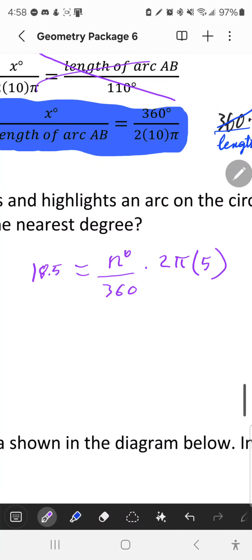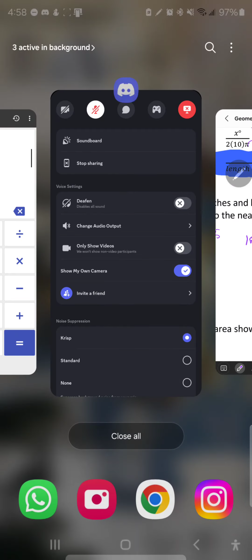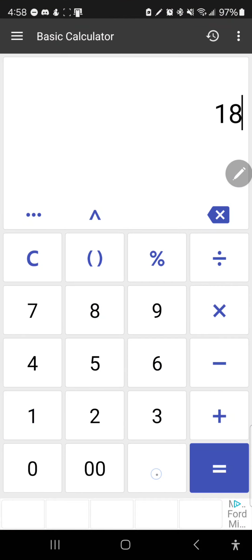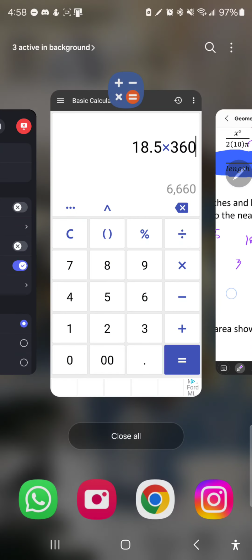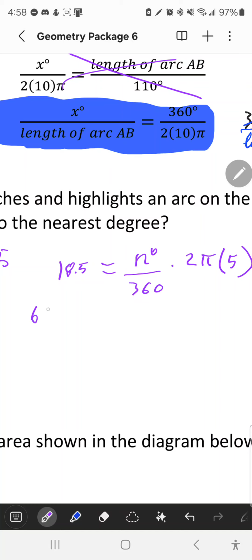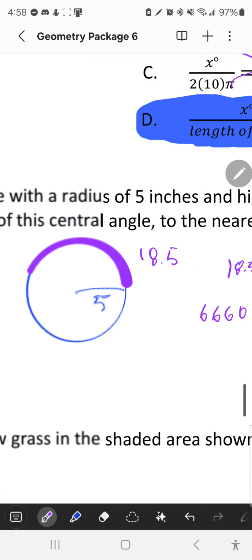So I can multiply both sides by 360, so 18.5 times 360 is 6,660. So 6,660 is going to be equal to the angle times 2 times 5, 10 pi.